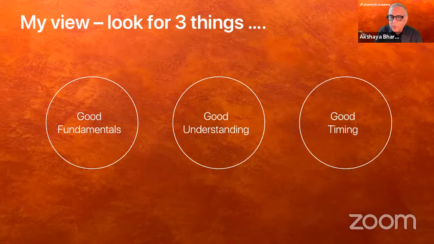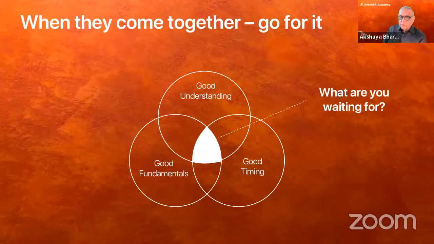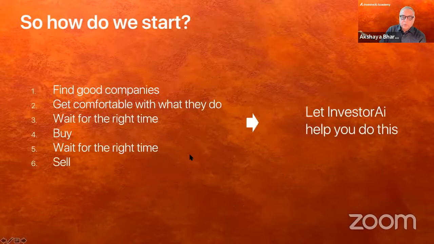It may be a great company, but right now may not be the best time to buy. And what that means for me is that when the three things intersect, then for me it's a go, a kind of signal. There's no reason not to make an investment. So I look for intersections of good fundamentals where I understand the company, and good timing in terms of the price and the time to buy. And in all these things, InvestorAI can help you. Let us see how it works.